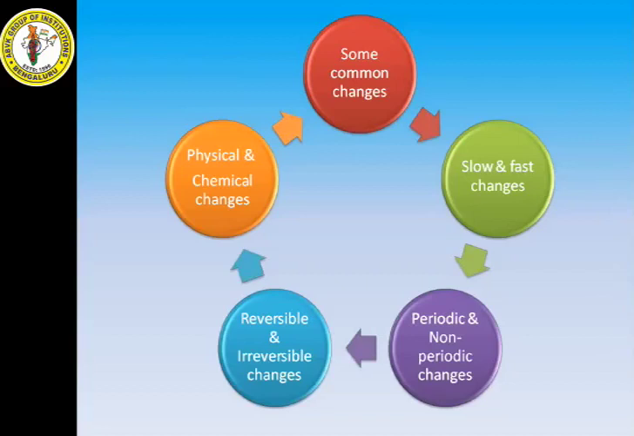Then we will see reversible and irreversible changes. Reversible means a change in which we can reverse the change. If a change can be reversed, it is reversible, and a change which cannot be reversed is called an irreversible change. Then, at last, we have physical and chemical changes. A physical change is a change in which no new substance is formed, and only the physical properties change. A chemical change is a change in which the chemical properties change, and there is a formation of one or more new substances. Understood? So these are some of the changes we are going to understand in this lesson.